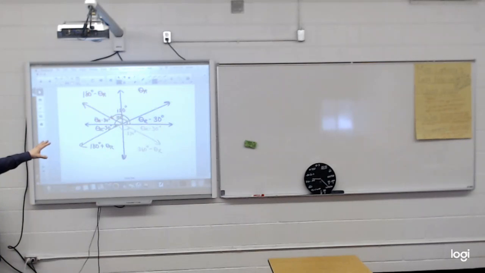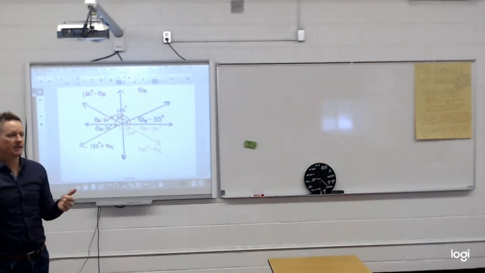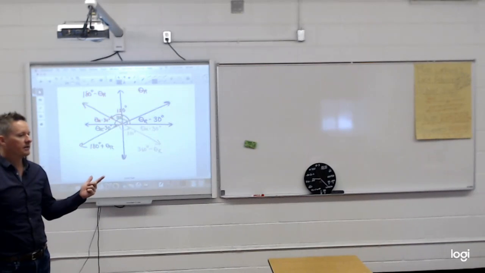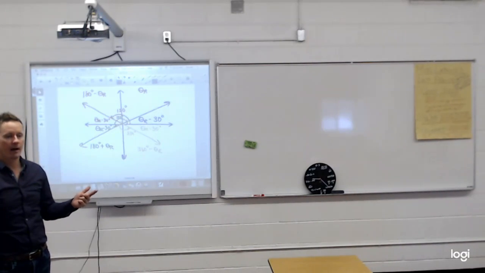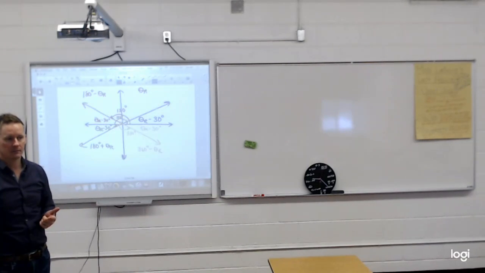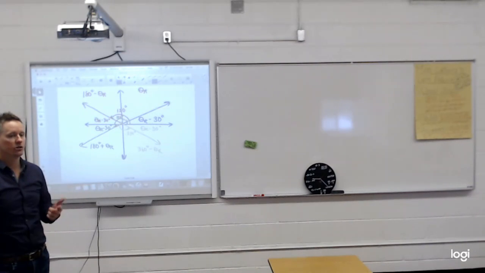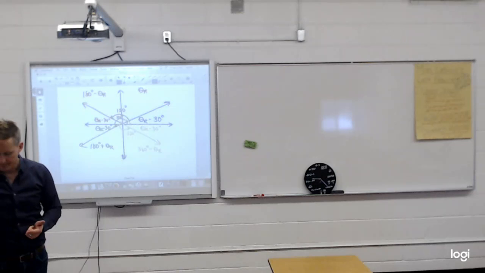Okay? So for right now, what I need you to know is that the reference angle is always less than 90 degrees and always made with the x-axis. No matter what quadrant you're in, the reference angle is always made with the x-axis. Never, ever, ever with the y-axis. Just the x. Okay? All right?